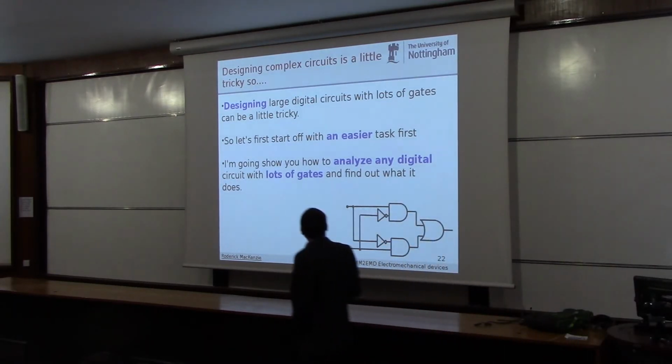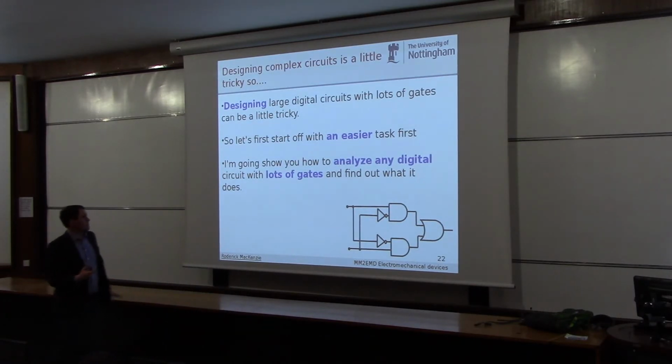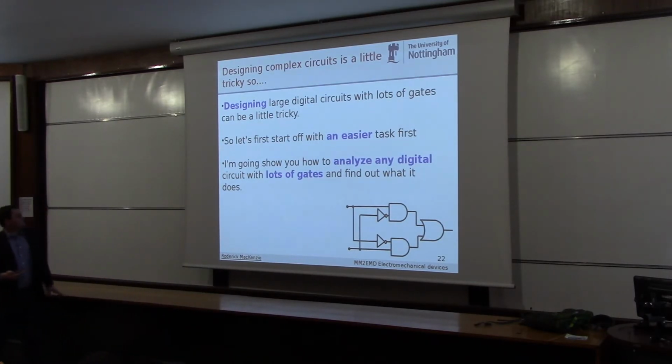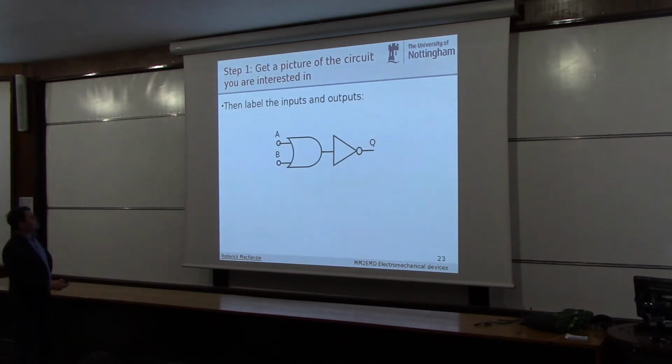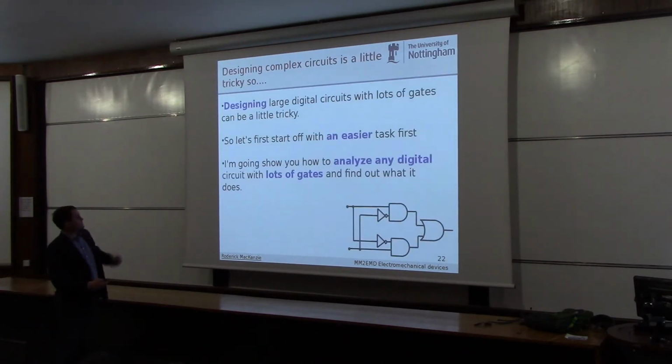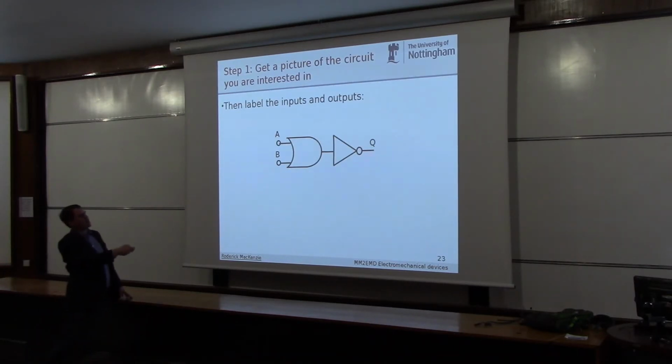So let's start off. I might give you a much more complicated task in an exam or something, but let's start off with this quite easy circuit to understand. So this is how we analyse any electronic circuit, any one that's given to you. Let's start off with this circuit here. What you do, first of all, is you label the inputs and you label the outputs, okay? So this circuit's got two inputs. It's got an A and a B, and it's got an output of Q. So you've got two inputs and one output.